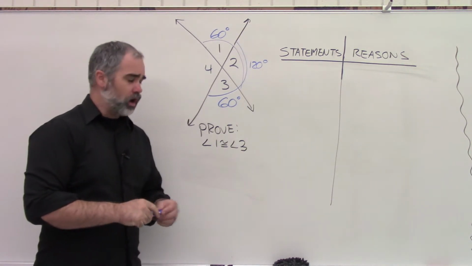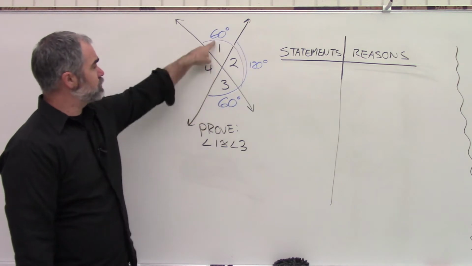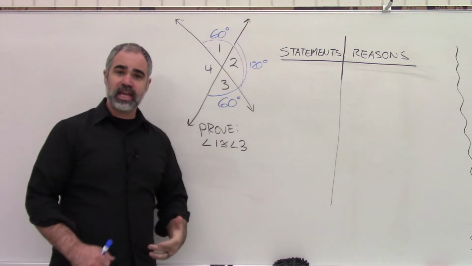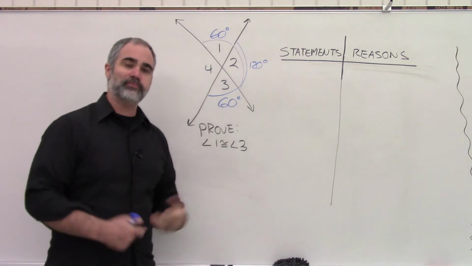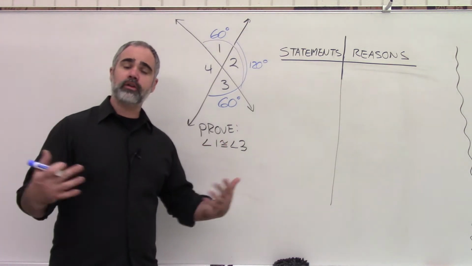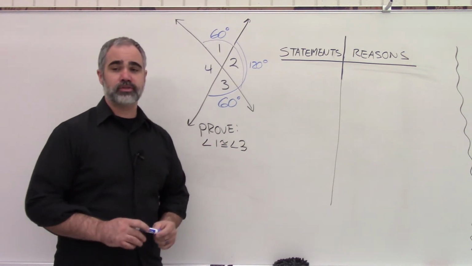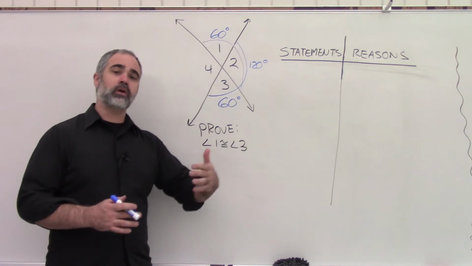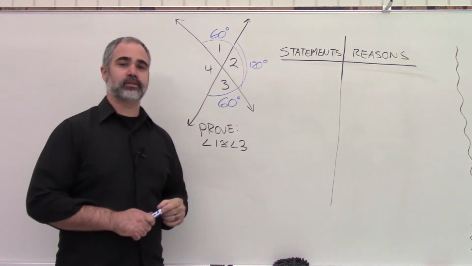All I need to show is that these two are both supplementary to the same angle, which means that they have to be congruent. I am going to show you how to do this proof. There are other ways of doing this proof, actually shorter ways of doing this proof, but I think this one is going to help us continue to build our proof building skills.